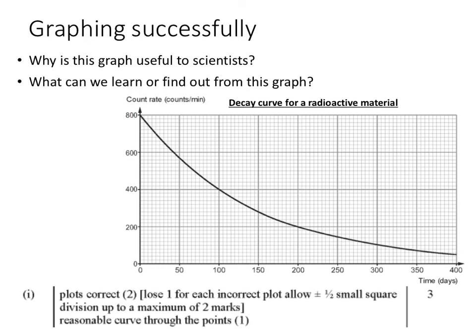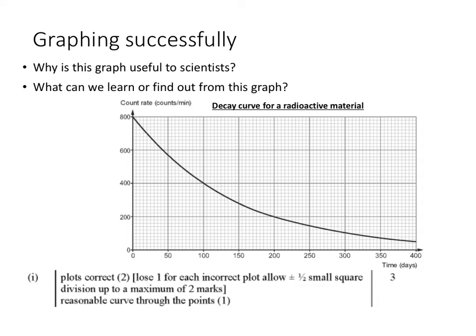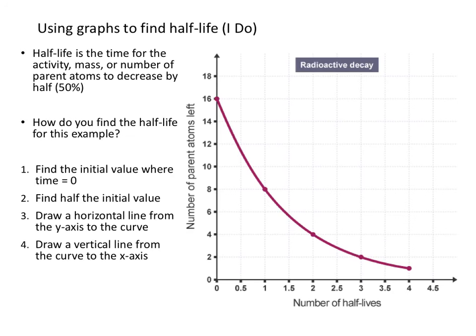Okay, and as I said, we're looking at graphing today. In your science exams, graphing is massively important. You can see down here that just for plotting the graph, you get 2 points. You lose 1 point for each incorrect plot. You only get half a small square as an error, and a reasonable curve through the points. So if we look at our graph today, we've not got a straight line, we've got a curve of best fit. You're going to have to use the drawing tool to try and draw that. Obviously, we're mostly looking at the plotting of points today. So we'll look at what we need to do.